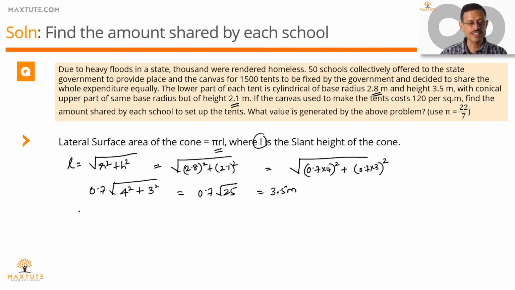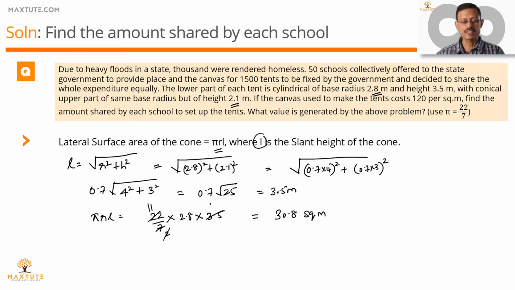So what is the lateral surface area or the curved surface area? That is equal to pi RL. Pi is equal to 22 by 7. R is equal to 2.8 and the slant height is equal to 3.5. 3.5 gets cancelled with this as a 2. 2 will cancel with the 22 to leave us with 11. 11 into 2.8. 10 into 2.8 is 28 plus another 2.8. So this is going to be equal to 30.8 square meters. So that's the lateral surface area or the curved surface area of the cone.